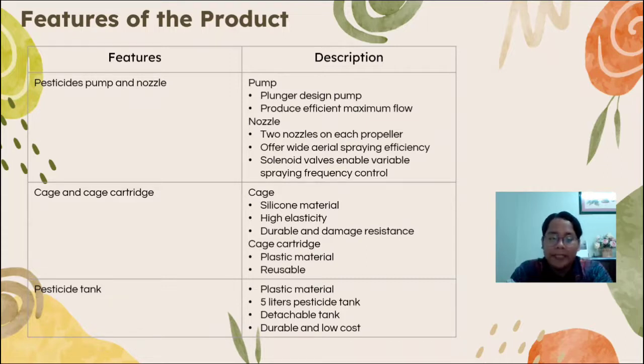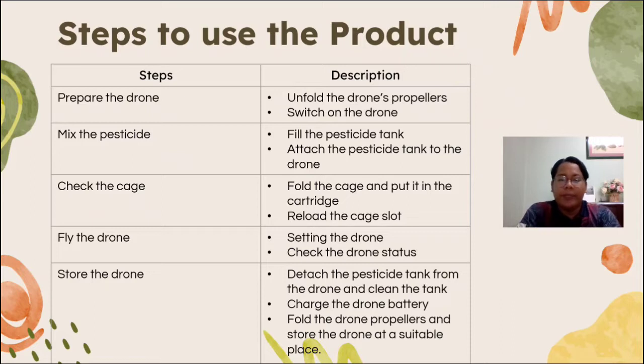The last feature for this drone is the pesticide tank. This pesticide tank uses plastic material because of its durability. It is also a 5 liter pesticide tank. This 5 liter pesticide tank has been chosen because the drone is a small drone and cannot be used with a bigger pesticide tank. It is also a detachable tank and a low cost material. The next one is the steps to use the product.